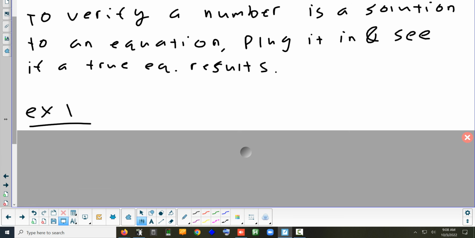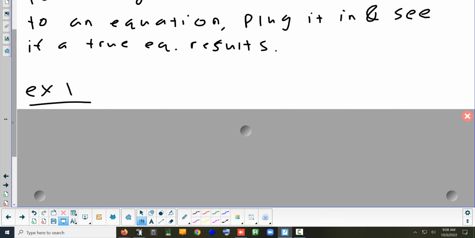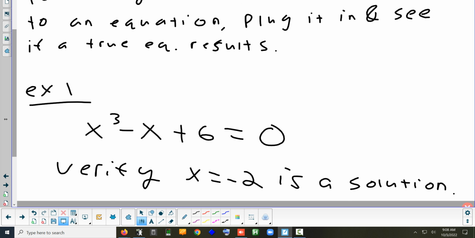All right, so I'm going to give you an equation that would be a little harder to solve, but that's not the point. You don't have to solve it. All you have to do is check if the number that I give you is a solution. So the equation is x cubed minus x plus 6. And the number that I want to check if it works is negative 2.